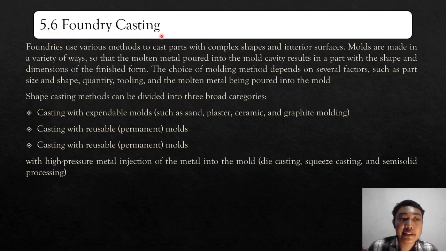5.6 Foundry casting. Foundries use casting methods to cast parts with complex shapes and interior surfaces. Molds are made in a variety of ways so that the molten metal fed into the mold cavity results in a part with the shape and dimensions of the finished form.